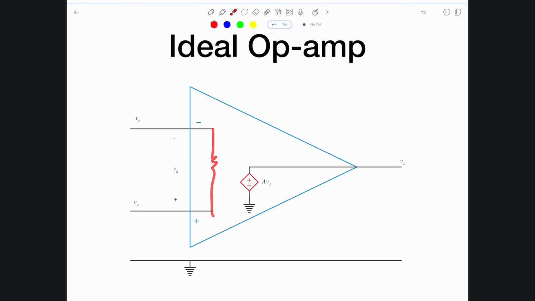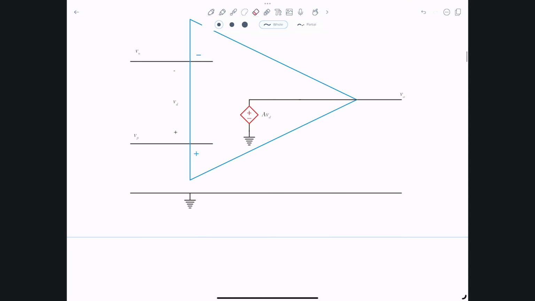The R input will be infinity, sorry, and the R output will be 0, basically. This becomes an open circuit, this becomes a wire. So let's make sure that we understand the effect or the influence of having that. Because the R input tends to infinity, we have no current going in here.